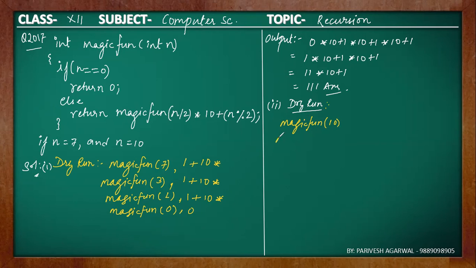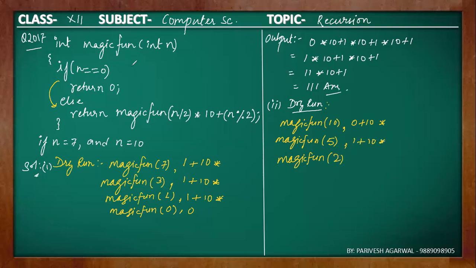Again, magic_fun has been invoked. So we write the function in the dry run: magic_fun, 10 divided by 2 gives you 5. And in the stack, it will store n modulus 2, that is remainder 0, 0 plus 10 multiply. Now 5 is taken and checked. Again it will move to the else block because the condition is false. It returns magic_fun, again invoking the function, and 5 divided by 2 will give you 2. And it returns n modulus 2, that is 5 modulus 2, remainder 1, 1 plus 10 multiply.